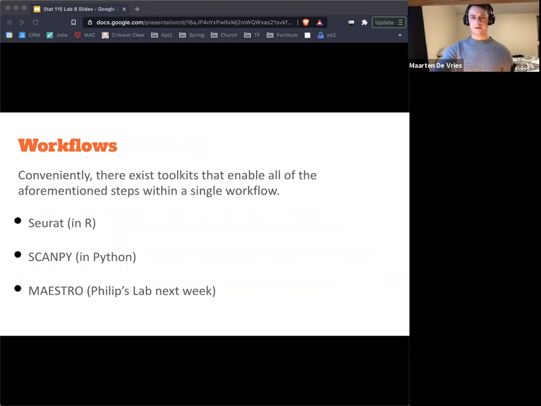Okay, so all these steps above that I just described can be done within a single workflow, and that's what we're going to talk about. Seurat is the most widely used one, and it's fully in R, very well documented. Then there is ScanPy, which is the Python alternative. Maestro is developed in the Leo lab, and Philip will talk about that next week. There's also a cloud-based alternative now that's developed at Broad Institute. I think it's called Cumulus. That's very new, but it might actually take off and replace one of these.